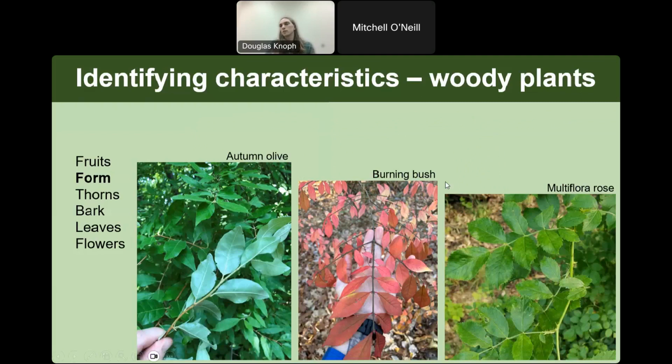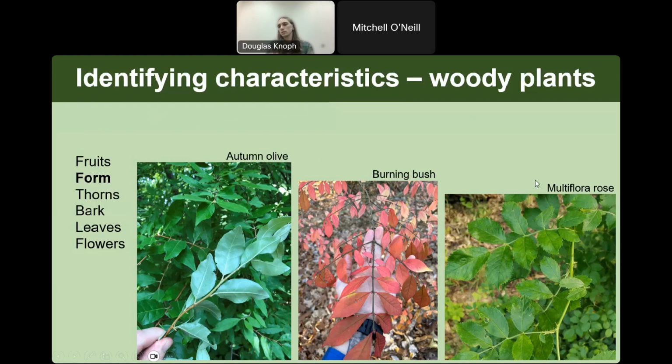So form, obviously, if it's a tree versus a shrub, this is a good thing to photograph. But also if the pattern of leaves or branches is alternate versus opposite, this can be helpful in differentiating species. Over on the left here is an example of an alternate leaf species in olive, where the leaves take turns coming off of which side of the branch. And then in the middle here, burning bush is an example of a species that is opposite. So every time a branch comes off of one side, there will be a matching branch on the other side, and the same thing for the leaf patterns.